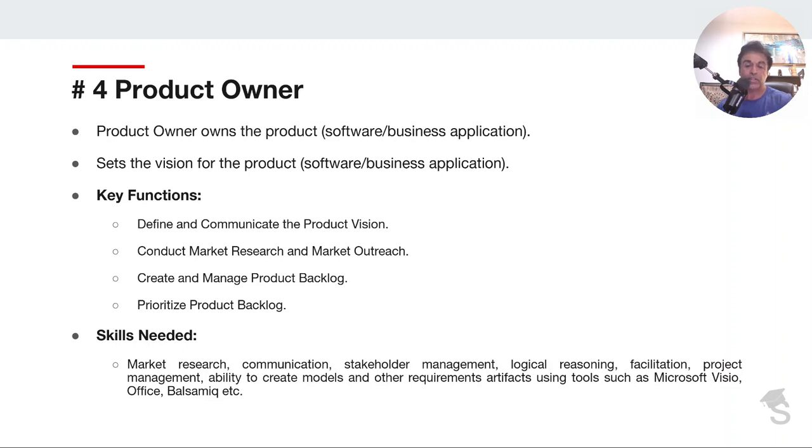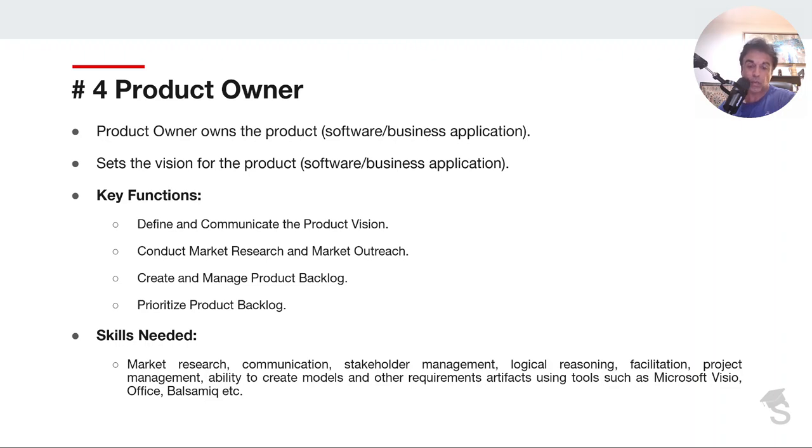Right? Now, key functions involve strong business domain knowledge, and a clear understanding of the end user's pulse, meaning what they want to see in the product. They have to have a very good vision for the product. Okay, the ability to reach out to the required stakeholders and do market research, expertise in eliciting the requirements and managing them as part of the product backlog. They should also be good at prioritizing the product backlog as per the value that those product backlog items provide.